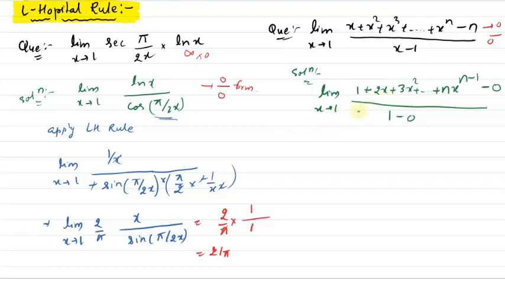Now if we put the value of limit as 1, what do we get? We'll get 1 plus 2 plus 3 plus till n, and in the denominator we have 1. And now you know what this value is, the sum of first n natural numbers. It is n into n plus 1 by 2. So this will be the required answer for this problem. Okay, so let's move to the next question.